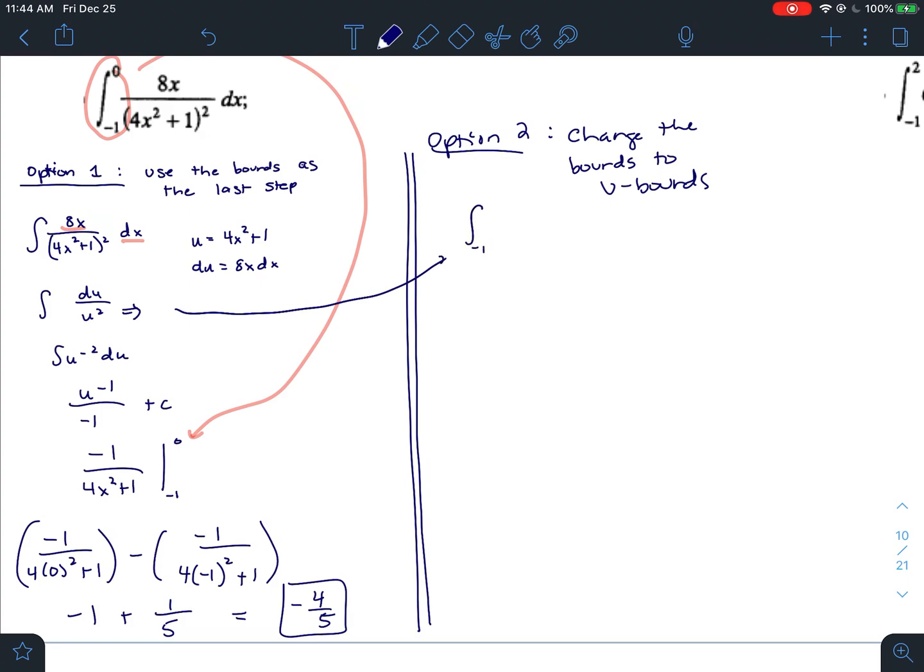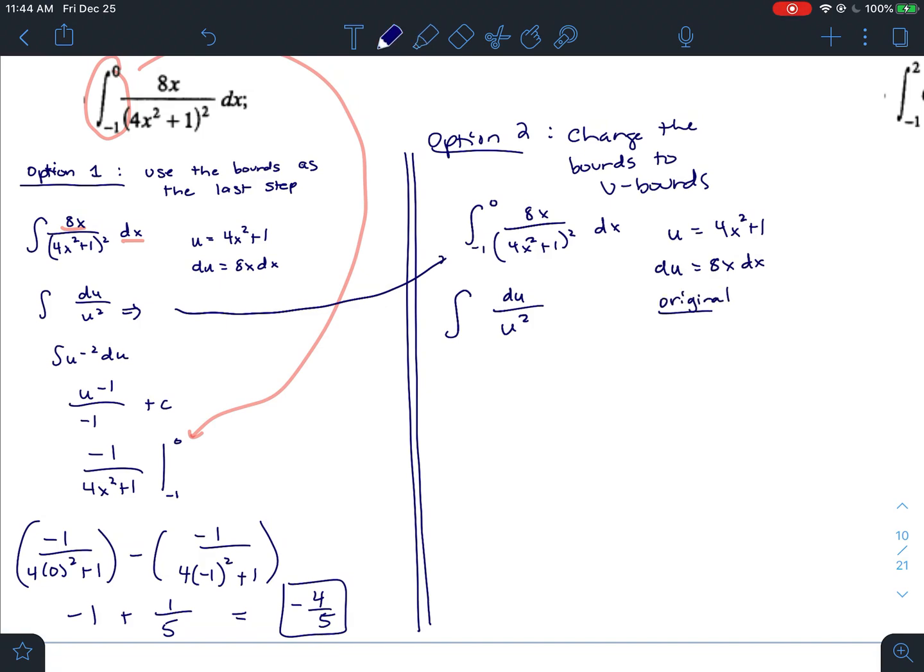So we would do the normal problem. We want to integrate from negative 1 to 0 of 8x over (4x squared plus 1) squared dx. So we're going to let u be 4x squared plus 1. du would be 8x dx. And so when we replace, no bounds right there, and I would get du over u squared. So at this point in time, we're going to change the bounds.